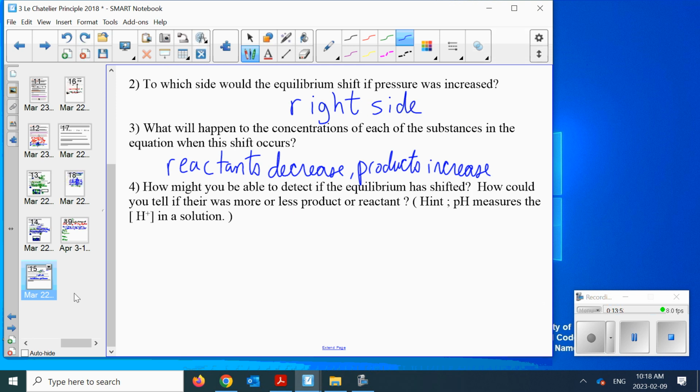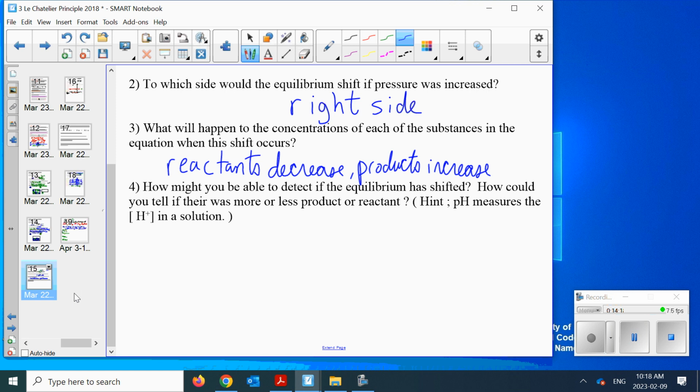How might you be able to detect if the equilibrium has shifted? Well, this year, it depends which order I choose. Grade 10, you guys, I know you guys had COVID. Did you talk about something about pH and acids? Did you guys do acids and bases in grade 10? Some years people do, some years. Okay, you did.